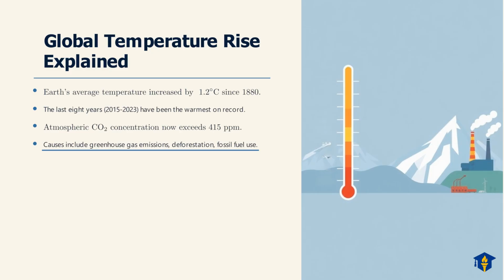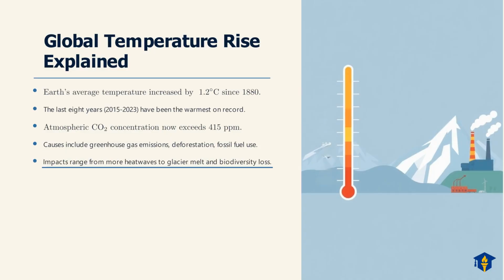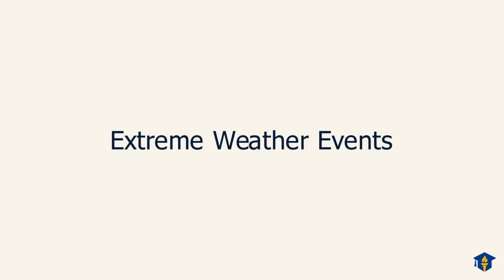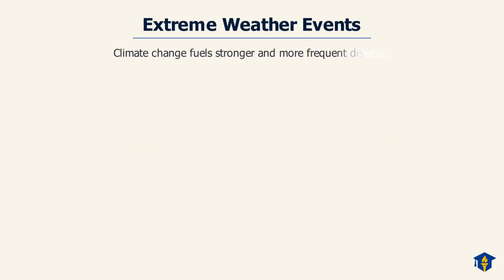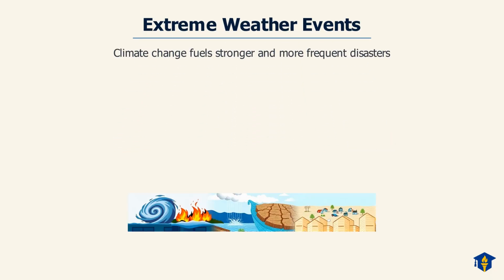The primary causes include greenhouse gas emissions, widespread deforestation, and extensive fossil fuel use. Impacts range from more frequent heat waves and glacier melt to significant biodiversity loss. We will now focus on extreme weather events, which climate change is making stronger and more frequent. These events represent a significant and growing threat, fueling more intense disasters globally.